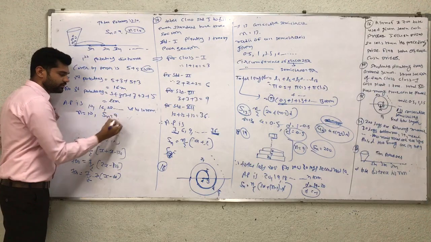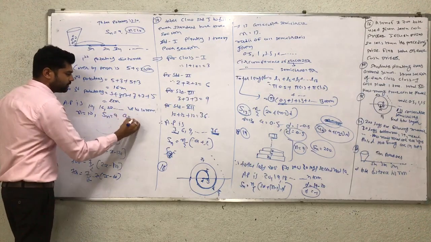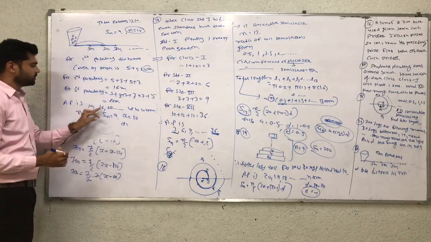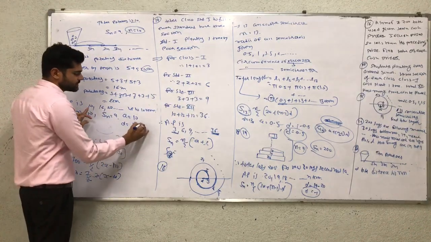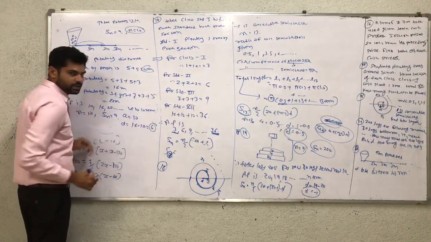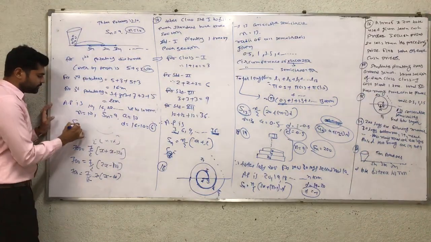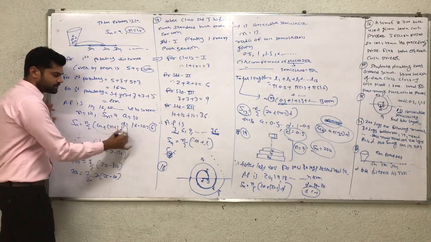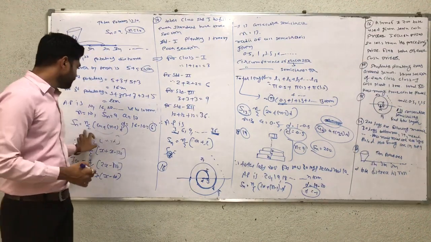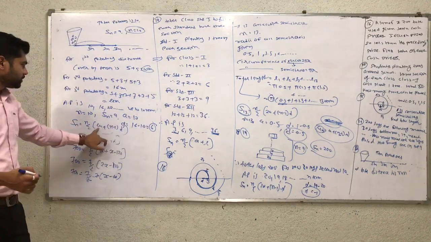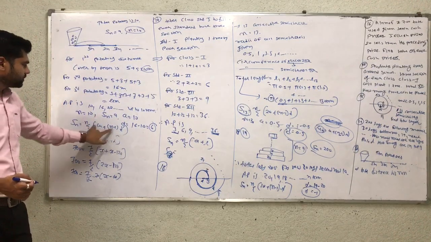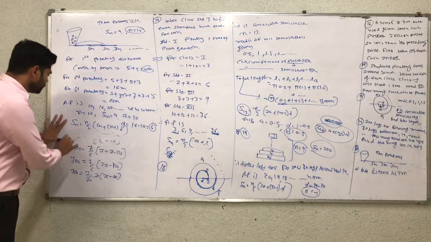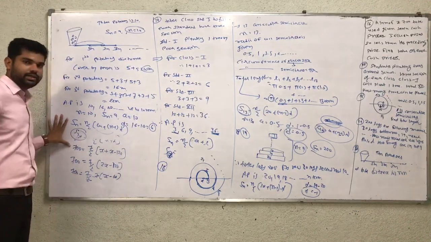The value of Sn we have to find. The value of a is equal to 10. The value of d is equal to a2 minus a1, 16 minus 10 is equal to 6. Put all values in this equation: n by 2 into 2a plus n minus 1 into d. The value of n is equal to 10, a is equal to 10, and d is equal to 6. So we get the sum of 10 terms.